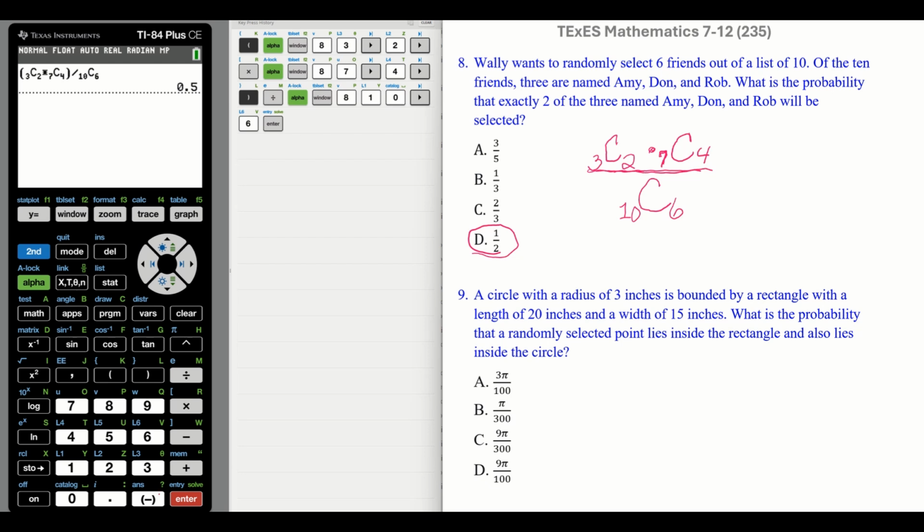Okay. Number 9. A circle has a radius of 3 inches. Okay. A circle with a radius of 3 inches is bounded by a rectangle with a length of 20 inches and a width of 15 inches. What is the probability that a randomly selected point lies inside the rectangle and always lies inside the circle? So this is kind of moving on to a different kind of probability.